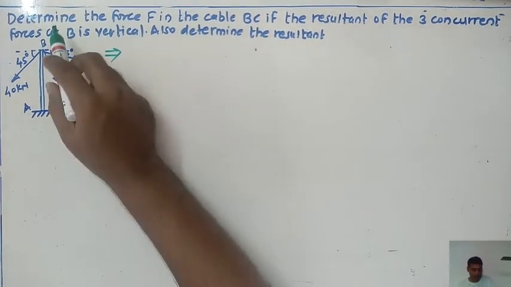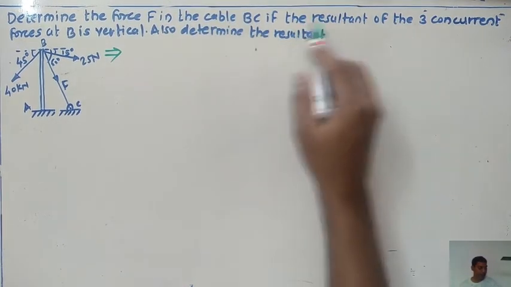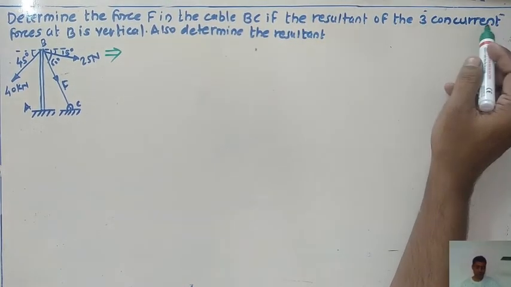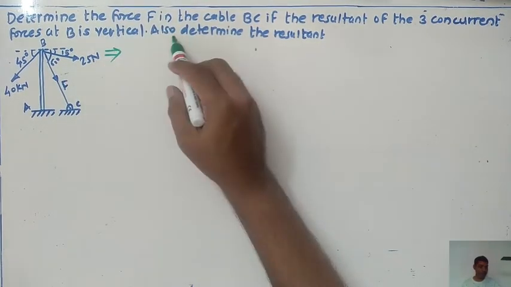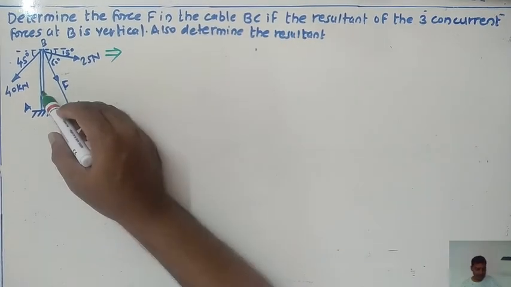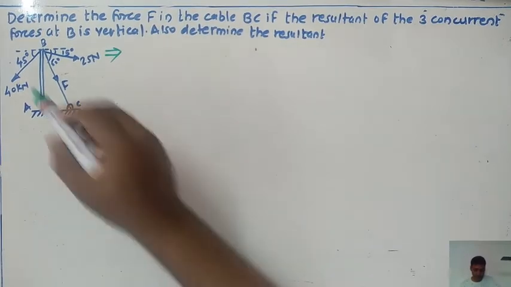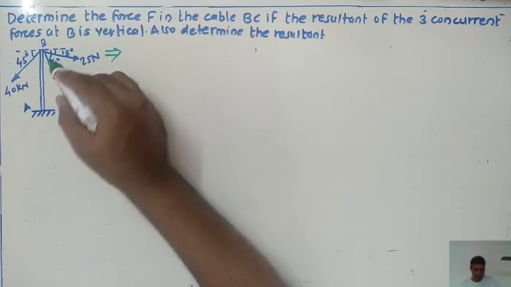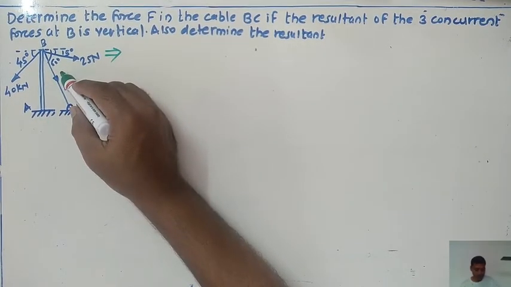Determine the force F in the cable BC if the resultant of the three concurrent forces at B is vertical. Also determine the resultant. In this way the problem is given. Let's see what is given: the magnitudes of the different forces along with the angle made by every force with the axis. Our aim is to find out the value for this one.